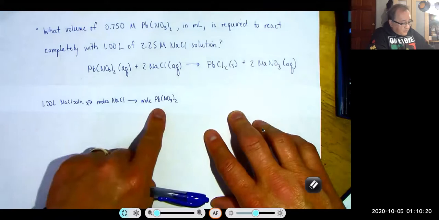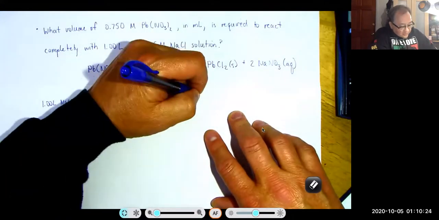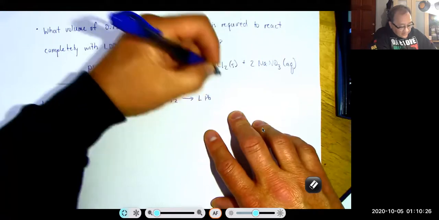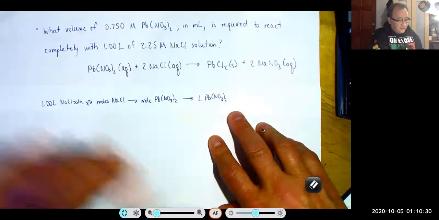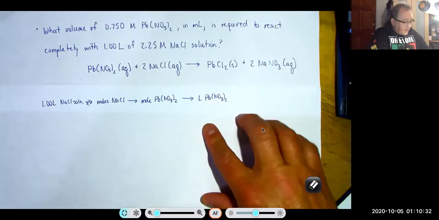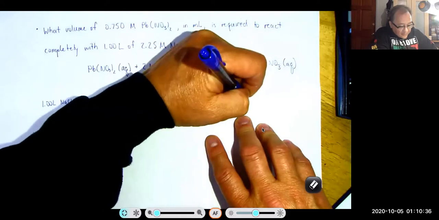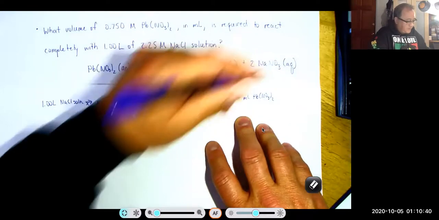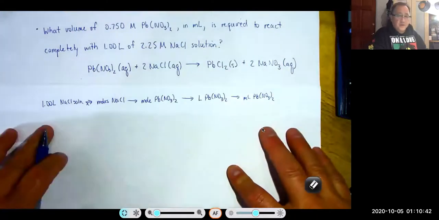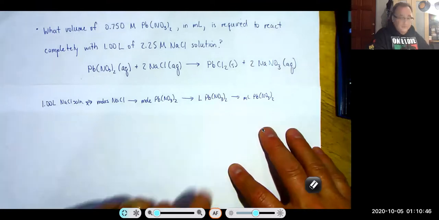Now, what can we do for the moles of lead 2 nitrate? We can go to liters of lead 2 nitrate solution, but I'm not going to write solution because we have liters here. And because we want milliliters, we then need to go to milliliters of the lead 2 nitrate solution. So here's the pathway all written out. All we have to do is fill in a conversion factor for the arrows.